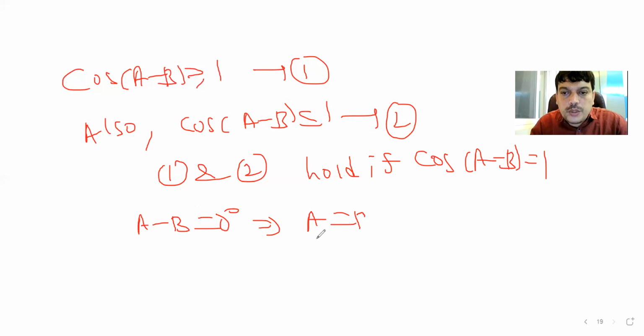So we just proved that the two angles A and B are equal. So once you prove that angles A and B are equal, going back to the equation which was given.